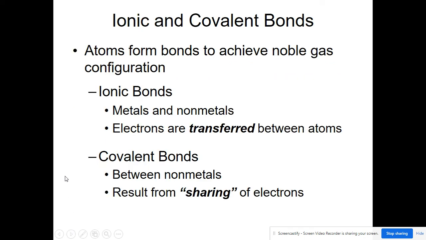Okay, so the difference between ionic and covalent bonds is that ionic bonds are going to occur between metals and nonmetals. So it's very important that you remember where these are located on your periodic table. When ionic bonds form, we have electrons being transferred between the atoms. Now, for the next unit with covalent bonds, these are going to occur between nonmetals, and they will result from sharing of electrons instead of transferring.